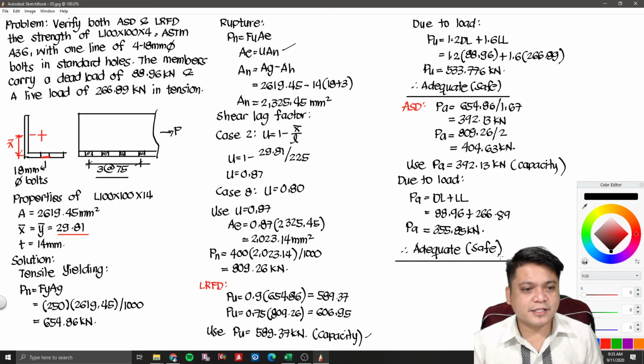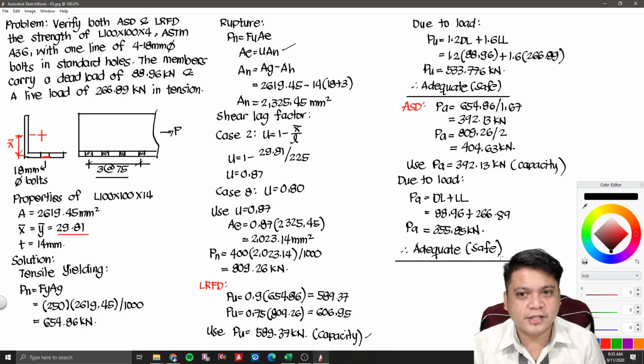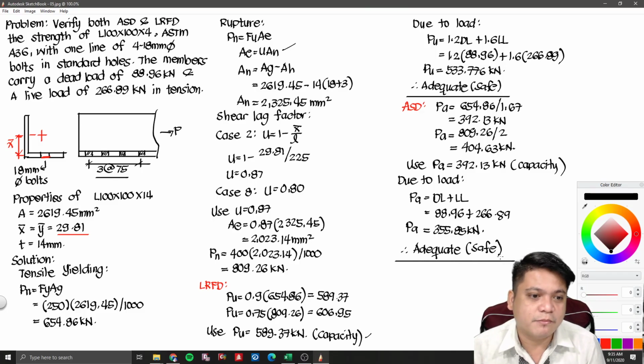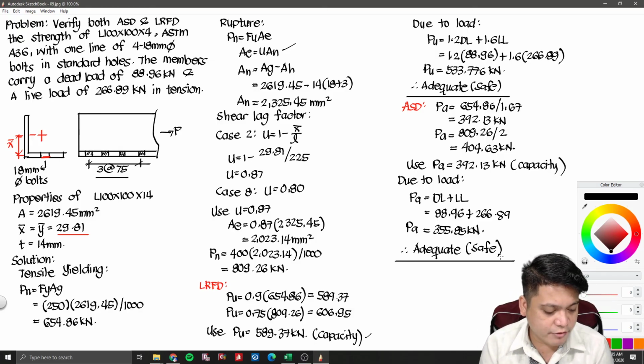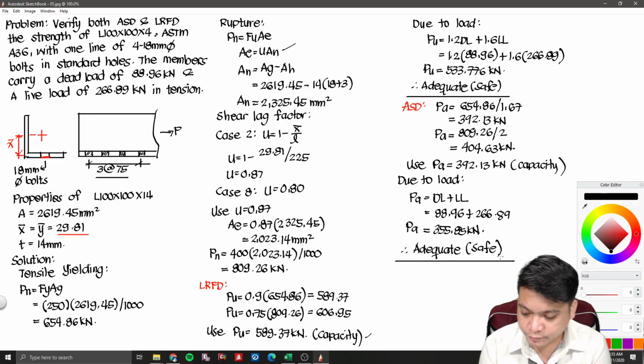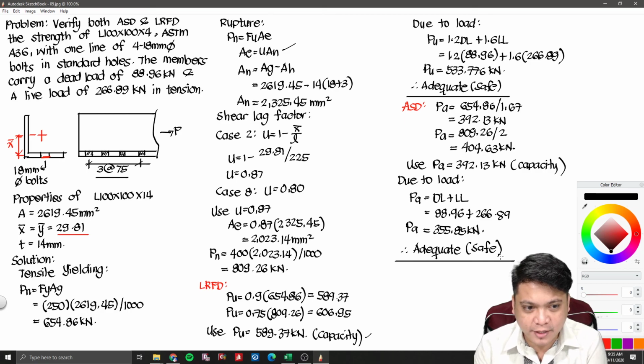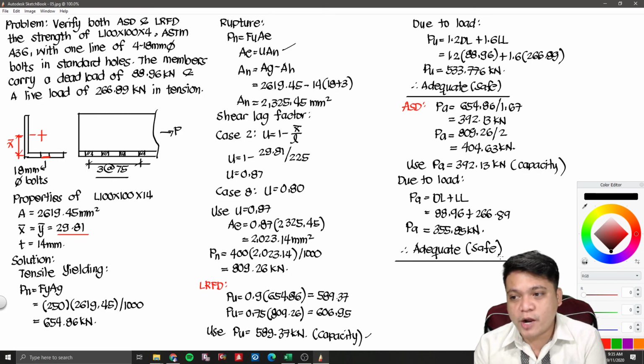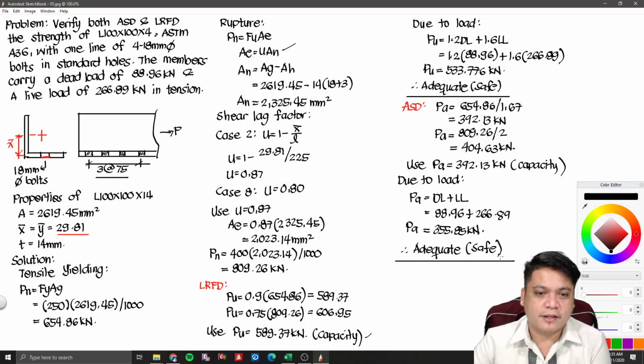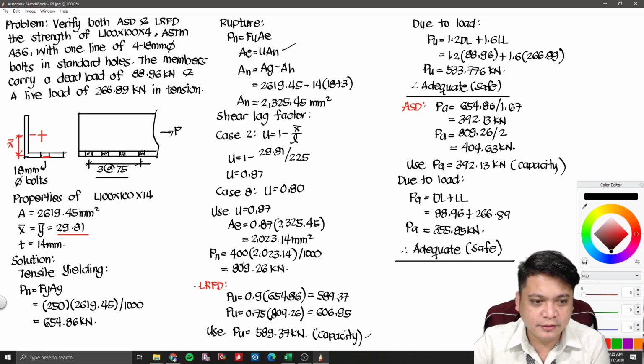So, we verified the strength of our angle bars that could carry the dead load of 88.96 kilonewton and a live load of 266.89, both the LRFD and the ASD. Okay? So, that's how you check for the adequacy. No? So, given the loadings, and then you have the strength requirement, and then that's how you prove it. Okay? So, any question on this one? Okay. So, sige, save ko ulit.